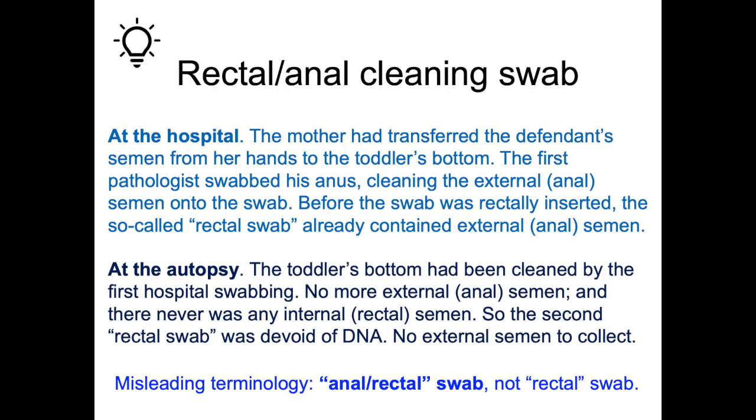Later on at the autopsy, the toddler's bottom had been cleaned by the pathologist at the first hospital swabbing. There was no more external anal semen to collect, and there never was any internal rectal semen. So the second, quote, rectal swab was devoid of DNA. There was no external semen to collect. This evidence is based on misleading terminology. It was an anal rectal swab, not a rectal swab.